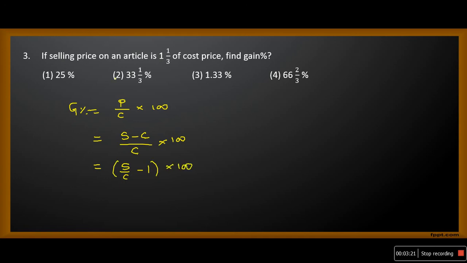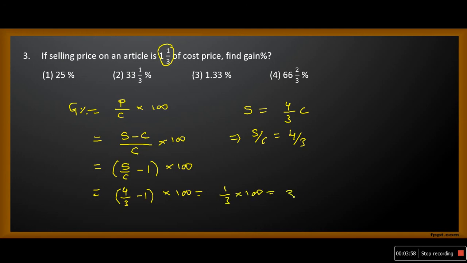Now here what is given? Selling price is equivalent to 1 by 3 of cost price. 1 by 3, if you write as a simple fraction, you will get 3 plus 1, 4. So 4 by 3 of cost price implies S by C is equal to 4 by 3. What are we asked to find? Gain percent. So what is the gain percent? (S by C minus 1) into 100. What is S by C we got? 4 by 3. So (4 by 3 minus 1) into 100, which equals 1 by 3 into 100, that equals 33 1 by 3%. So which is option 2.